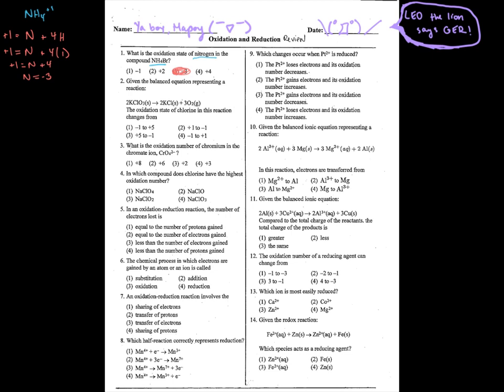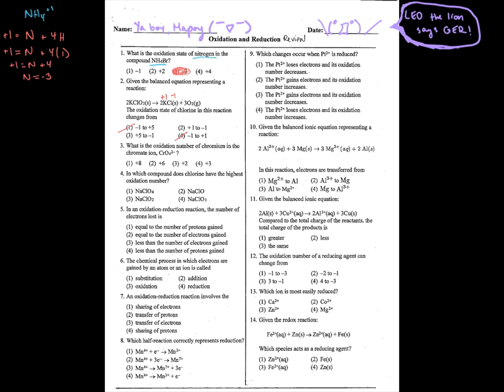Now, number 2, given the balanced equation representing a reaction, we're looking at the oxidation state change for chlorine. So here we're looking from left to right, and let's focus on KCl. Because K being a group 1 metal, it will always be +1, which makes Cl -1. So let's cross off choice 1 and 4, because we see as it goes from the left side to the right side, chlorine will become a -1, which leaves us with choice 2 and 3.